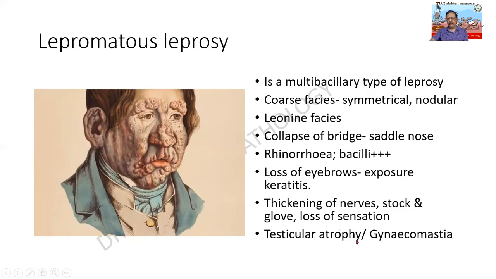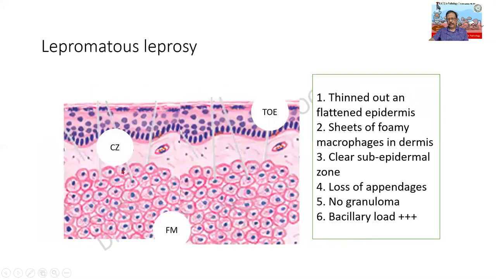So beautiful feature, very well compiled. I would like you people to kindly read this. And this is a picture that you people can draw. So flattening of the epidermis, clear zone called the Grenz zone or the unknown band of Unna, sheets of foamy macrophages. FM means foamy macrophages. And this is called the clear zone over here.